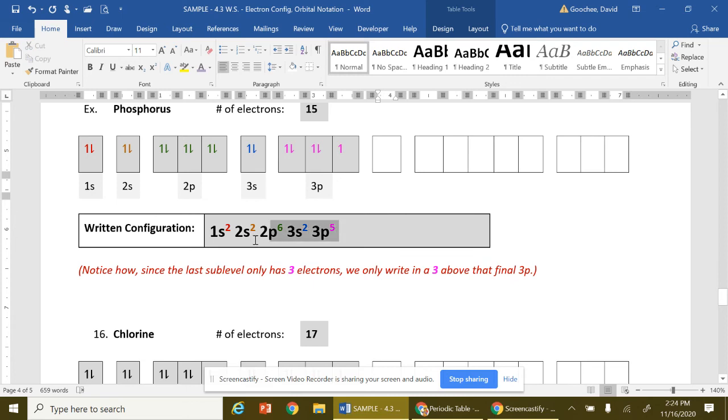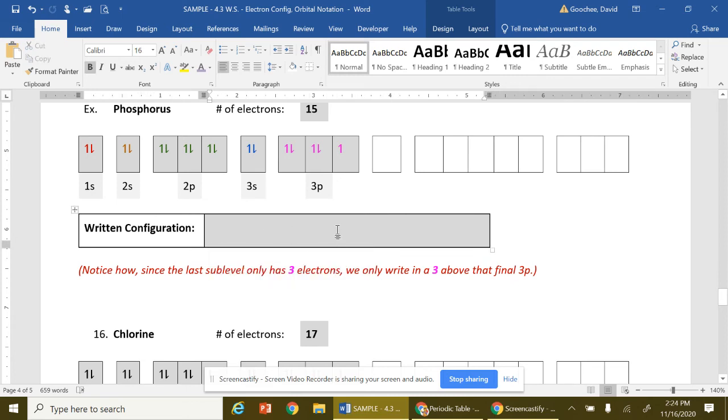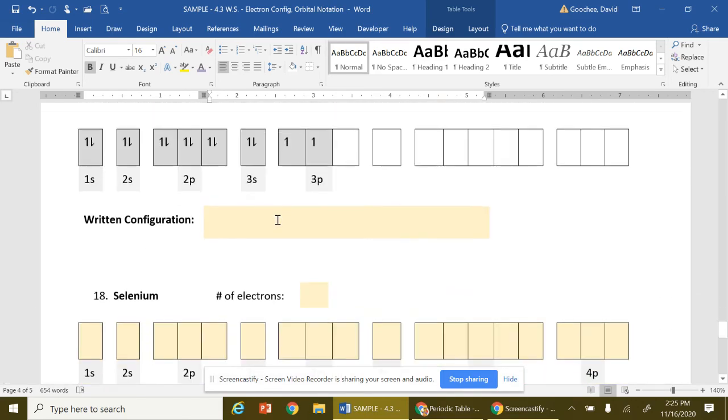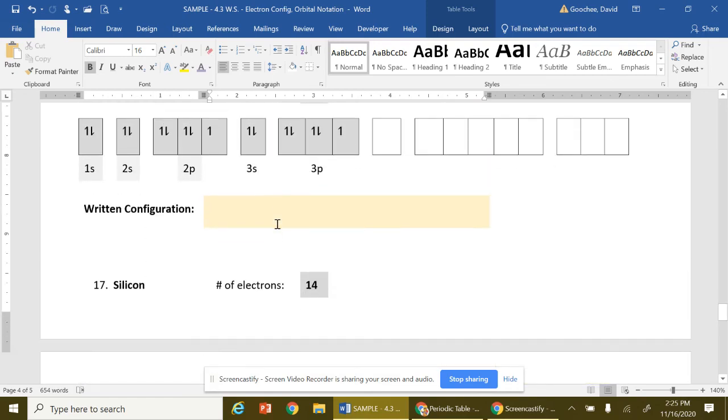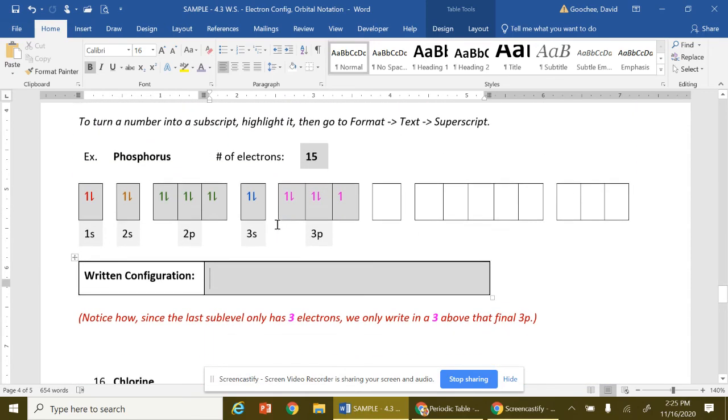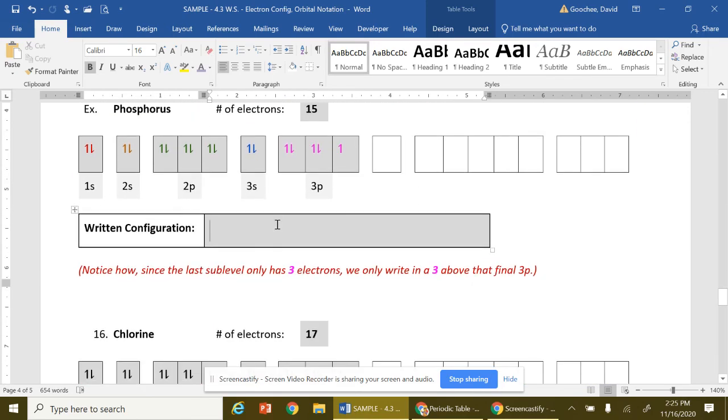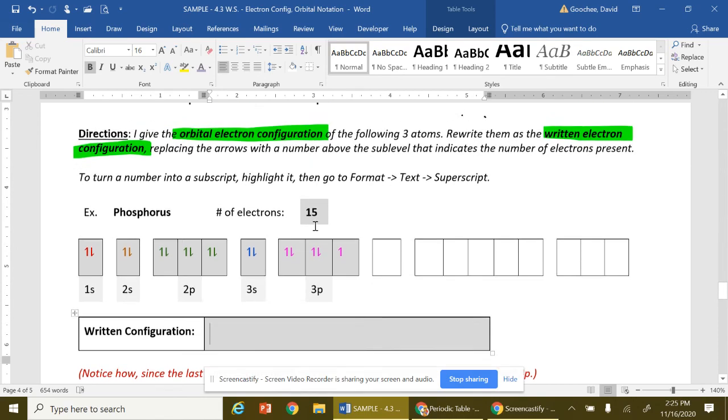All right, guys, so here's how written electron configuration works, okay? I don't know if I'm going to put this on your homework yet. But I think maybe you could figure it out. But in any case, this video exists, and now you know.